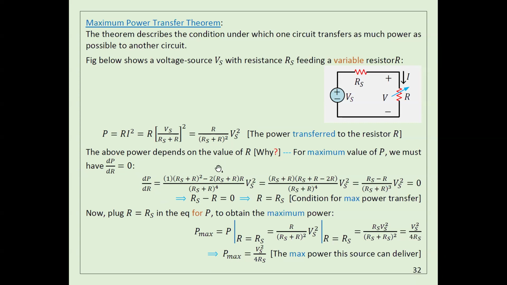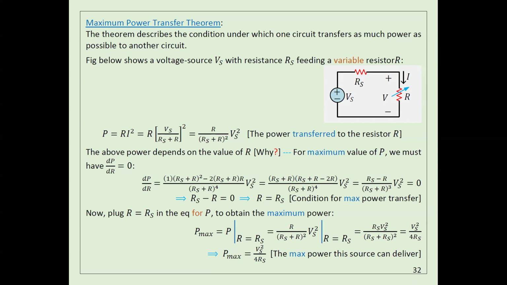I'm not going to ask you in any exam to do this derivation, but I'm going to give you the final answer, and that's what you need to care about. But I have to explain how I got this final answer. Anyway, I did the differentiation, set it equal to zero, did some algebraic manipulation, and at the end I found R equals RS. So when this resistance equals this resistance, this is where I will get the maximum power.